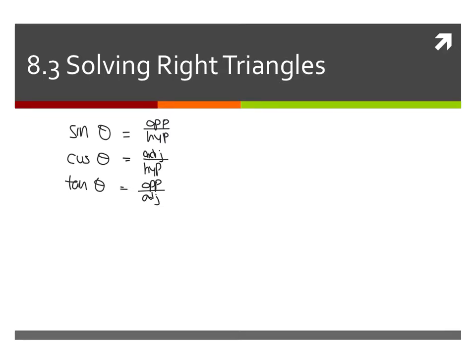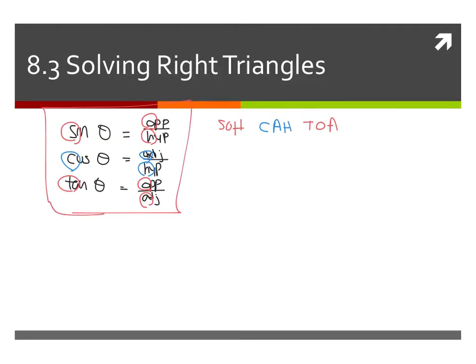Now, they do talk about this abbreviation that might be helpful here. They call it SOHCAHTOA, saying sine is opposite over hypotenuse, cosine is adjacent over hypotenuse, and tangent is opposite over adjacent. SOHCAHTOA. If that helps you, you can use it. If it just helps you to memorize this left side over here, that's perfectly fine as well.